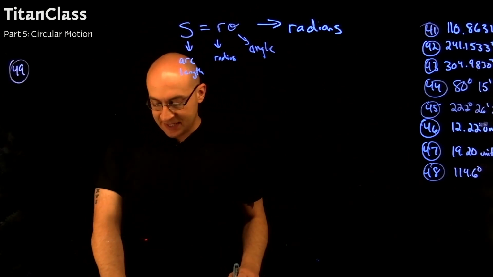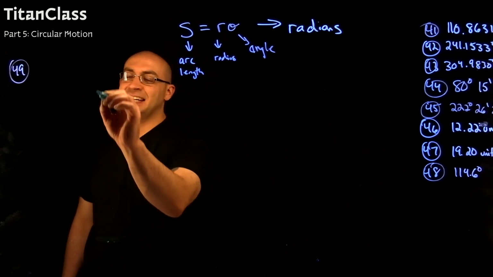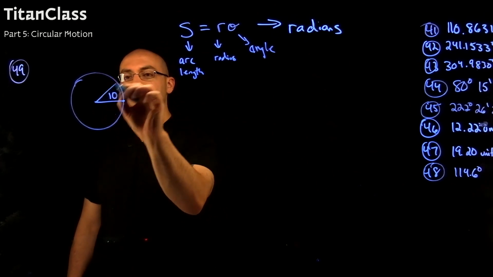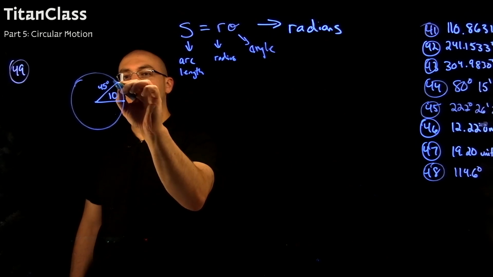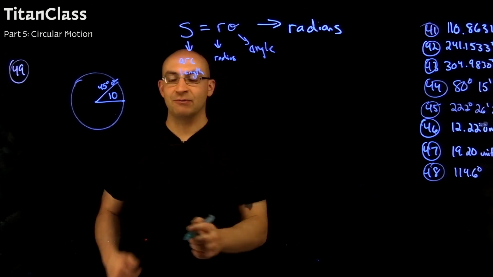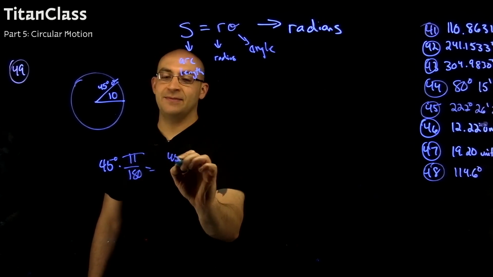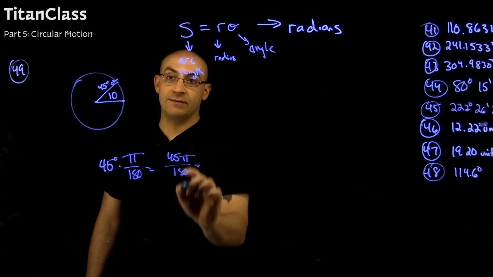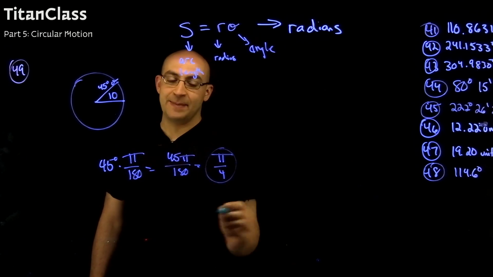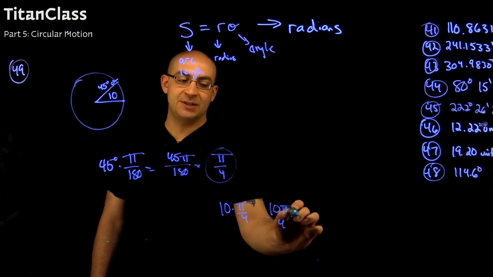Find the length of an arc that's subtended by a central angle of 45 degrees in a circle of radius 10. So we've got a radius of 10, and a central angle of 45 degrees. First step, I'm going to convert that 45 degrees over to radians. So 45 degrees times pi over 180 gives me 45 pi over 180, and that's 1/4. So theta is pi over 4. Then I'm going to multiply that by 10. So 10 times pi over 4 gives me 10 pi over 4, which simplifies to 5 pi over 2.